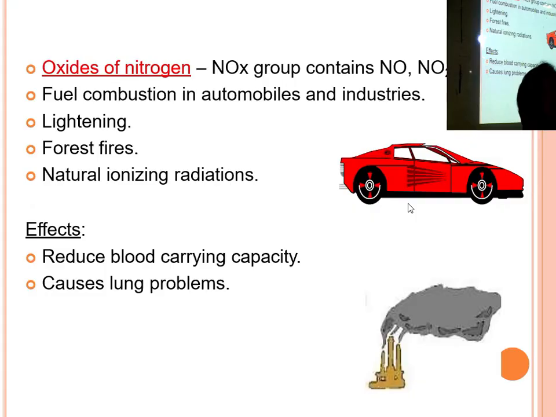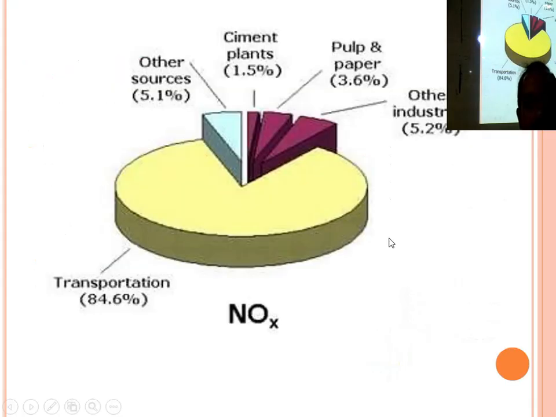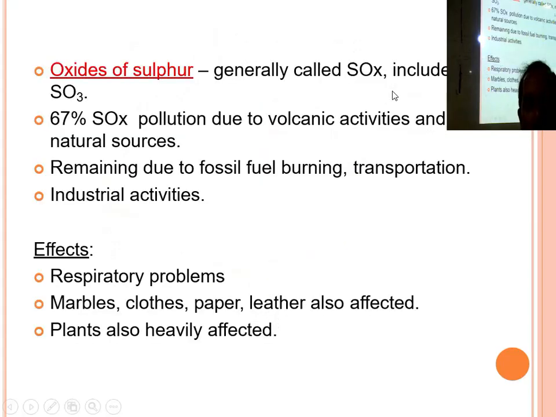Oxides of nitrogen are coming from vehicles, and the effect is again reducing the oxygen carrying capacity of the blood. NOx sources, the different sources of NOx. Oxides of sulfur are coming from fossil fuel burning, coal burning particularly.